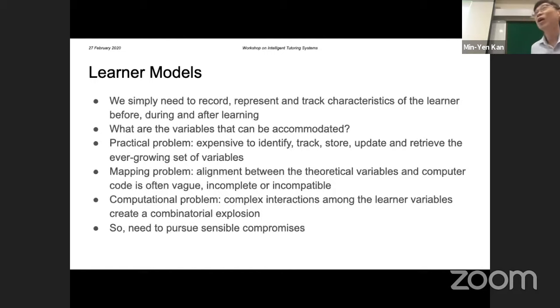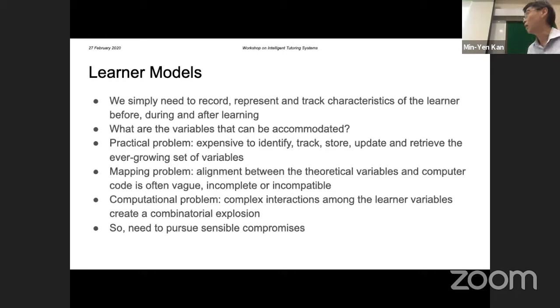Okay, so in order to do this tutoring, you need to have information on the learner, right? So develop a model of the learner. There are many characteristics of the learner that you can track before the learning, during learning, after the learning. So there are many variables, right? You can track them, and how do we maintain this set of variables? These are the practical challenges to building these systems.